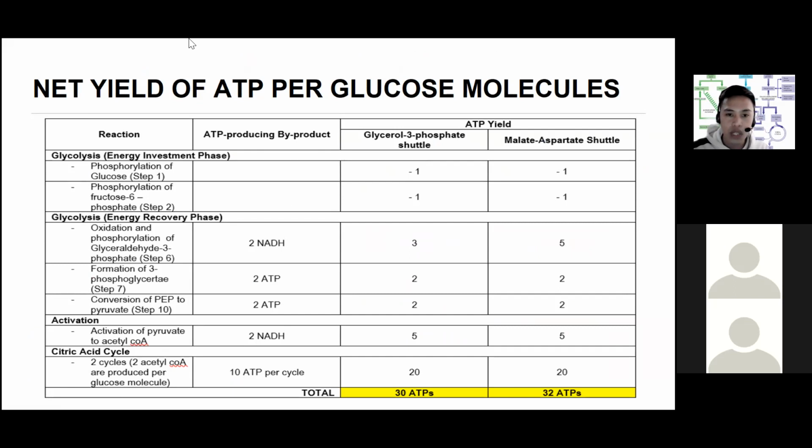There's a question here: glucose catabolism starts with glycolysis and ends with the Krebs cycle. Yes, that's correct. Glucose catabolism starts with glycolysis and ends with the Krebs cycle. The 30 or 32 is the amount of ATP produced starting from glycolysis down to the Krebs cycle, per glucose molecule. I will explain that in a pre-recorded lecture.